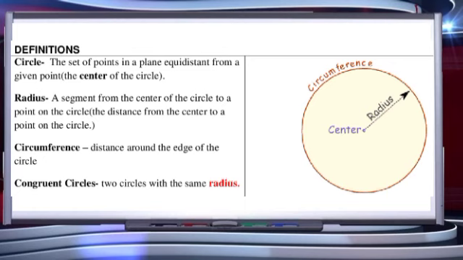Next is the circumference. The distance around the edge of a circle is known as its circumference. Then, two circles are said to be congruent if they have the same radius. I hope you have understood what is a circle, radius, circumference and congruent circle. Next we are going to see what is a tangent and a secant to a circle.